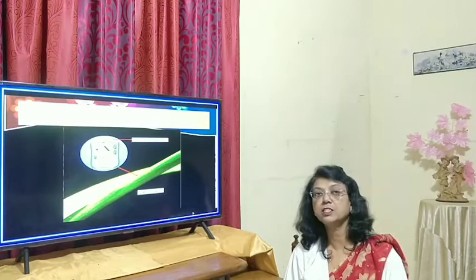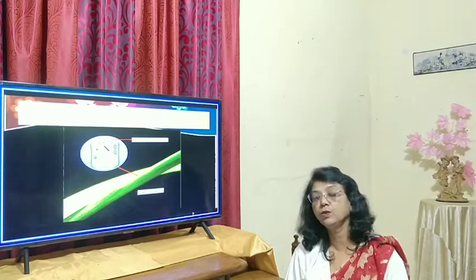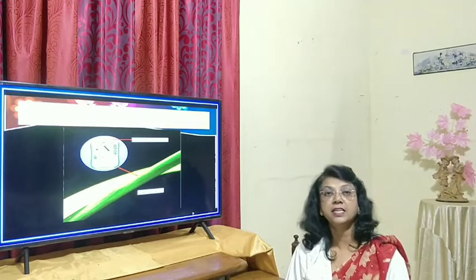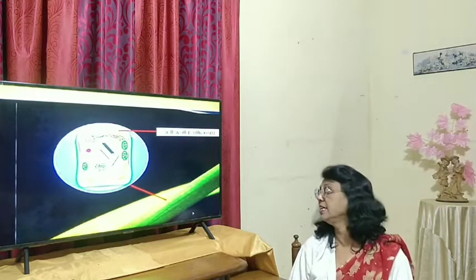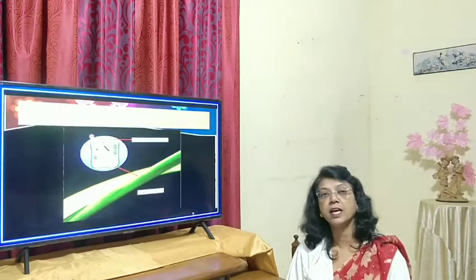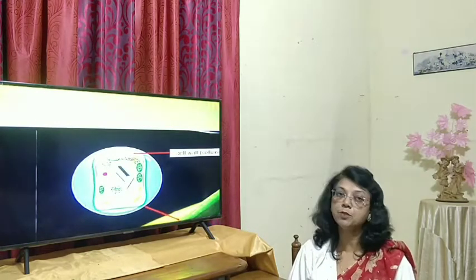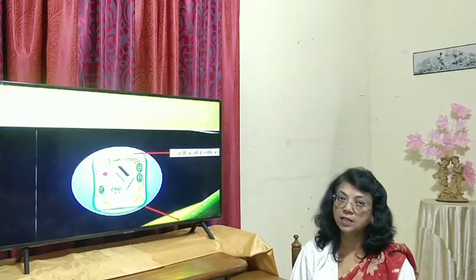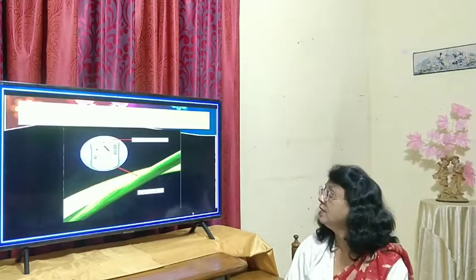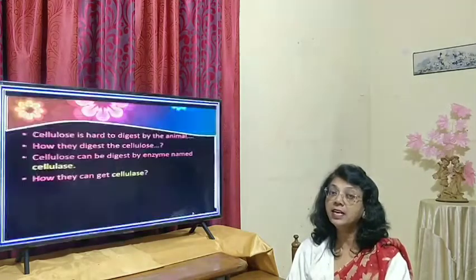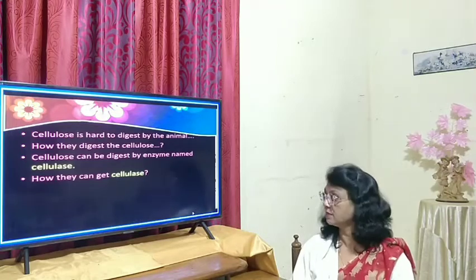The picture which is displayed on the screen is of a plant cell. You know that the plant cell contains a cell wall, that is the outermost boundary of the cell. And this cell wall is made up of cellulose. Now, why am I talking about cellulose? I'm talking about this because animals graze over the grass or eat the plant parts.